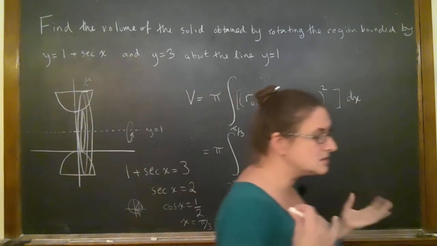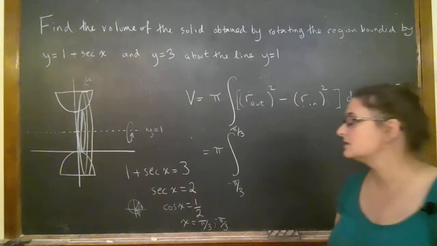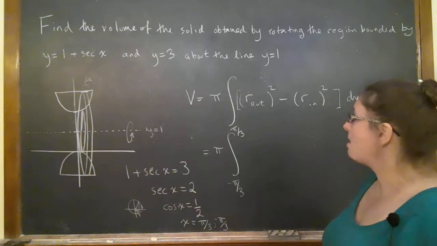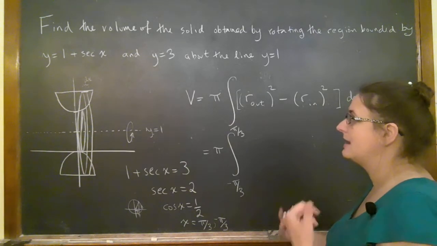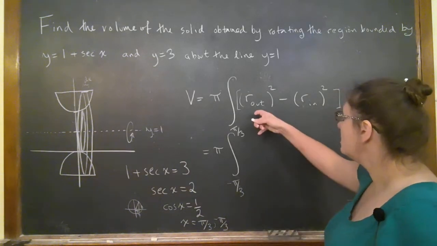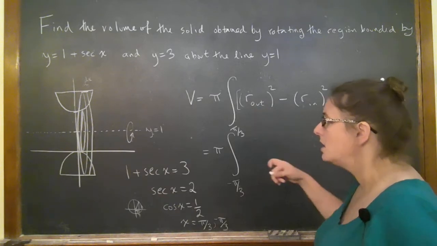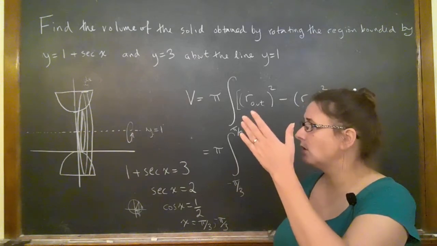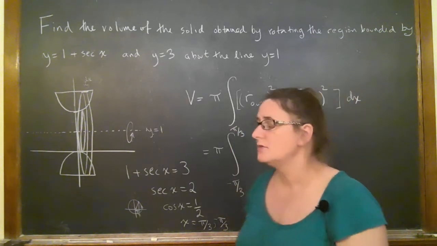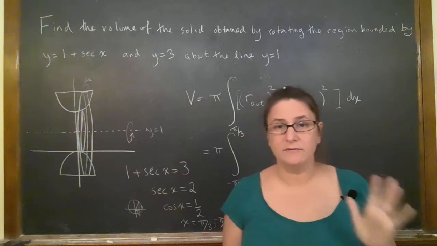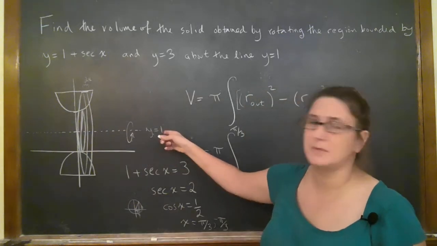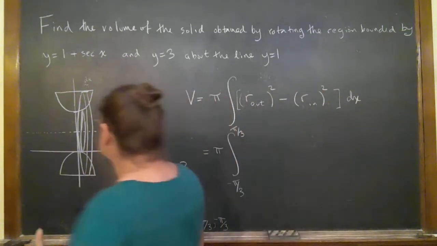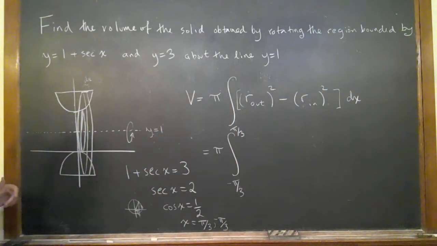Now the second thing, this is the part that gets a little more confusing sometimes. Let's think about what the outer radius and the inner radius are. Because remember, the line now is a different line than the axis, which means that when you're measuring the outer radius, the inner radius, whatever you're measuring, you're going to be measuring it from the line that you're rotating it around. So the outer radius is actually pretty easy, right?